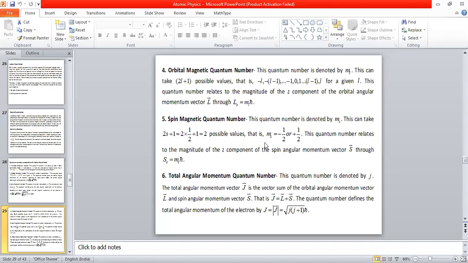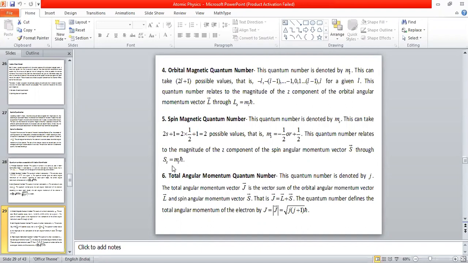Okay, this quantum number relates to the magnitude of the z component of the spin angular momentum vector S through Sz is equal to ms into h cross. Just like ml in the previous case, where the L vector gives a projection in the reference direction, in the same way your magnetic spin quantum number ms gives the projection of the spin angular momentum vector S through the reference direction. Taking the reference direction as the z direction, we write the z direction component as Sz.